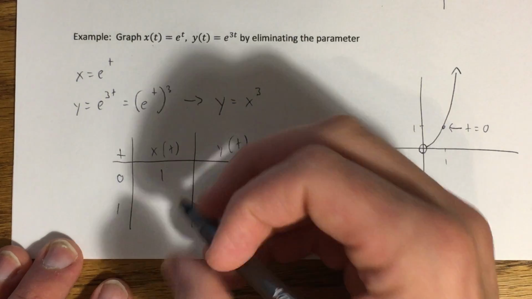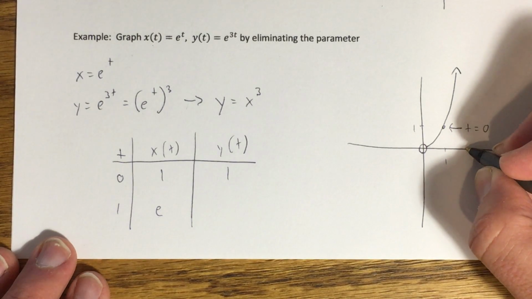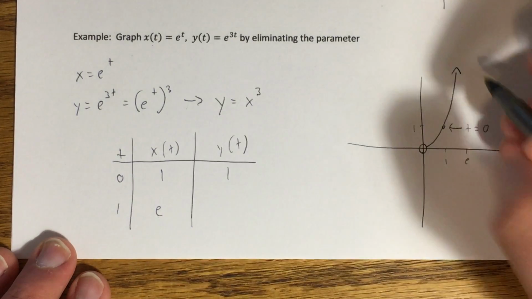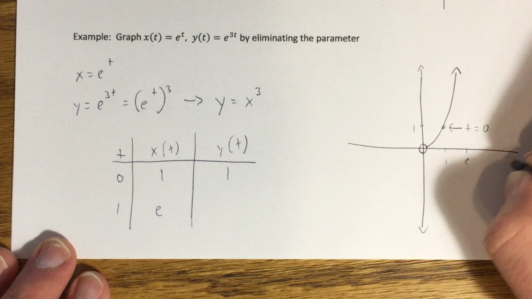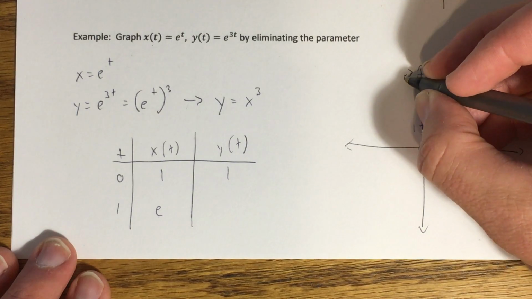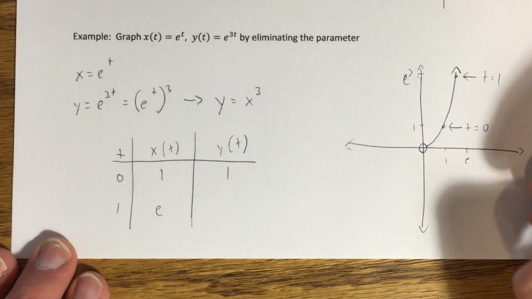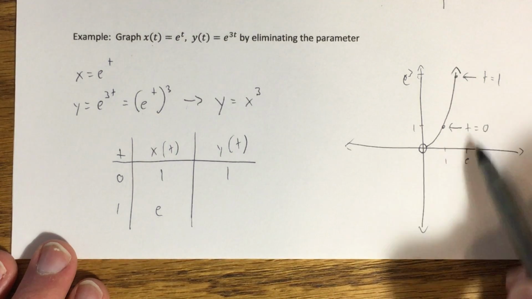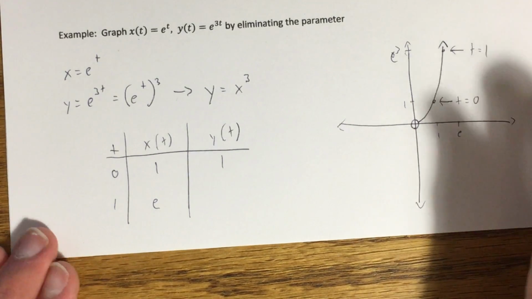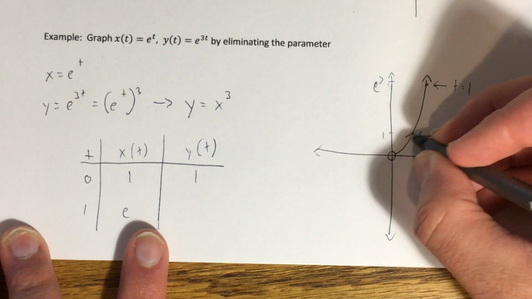If I plug in a 1, e to the power of 1 is e, approximately 2.7. So e is going to be further out. And then if I plug a 1 in here, that becomes e to the 3rd power, which, this is not to scale by the way, but it's going to be up here somewhere. My scale's way off, but let's just say it's here. T equals 1. I can see that as t increases, the point seems to be going this direction, so that's my orientation.